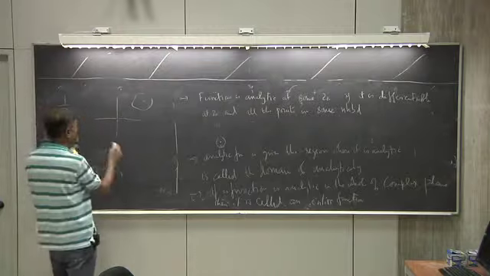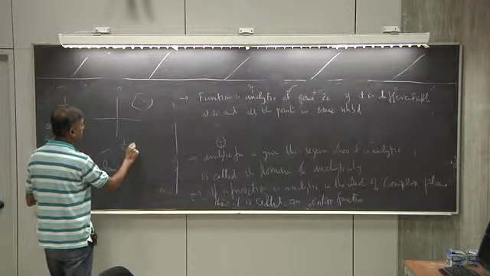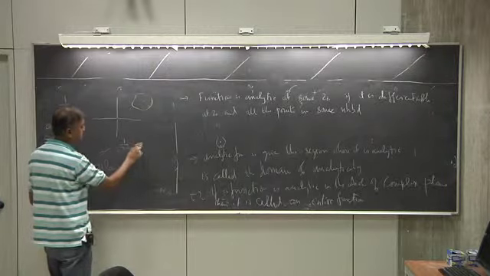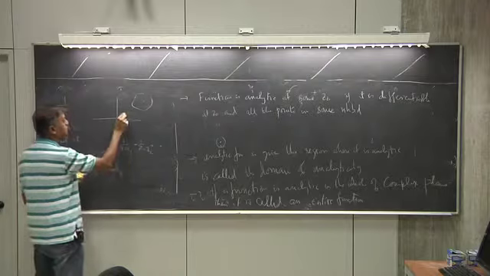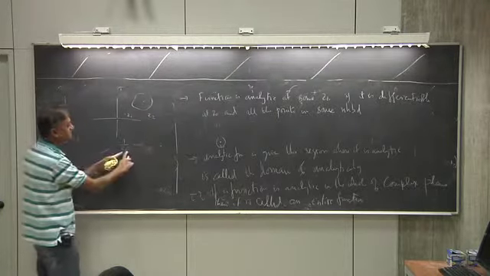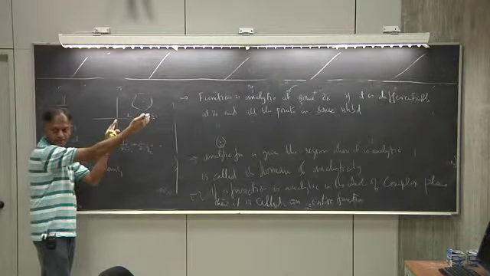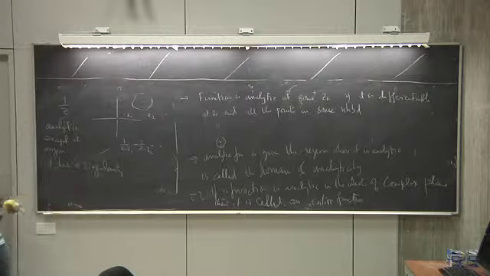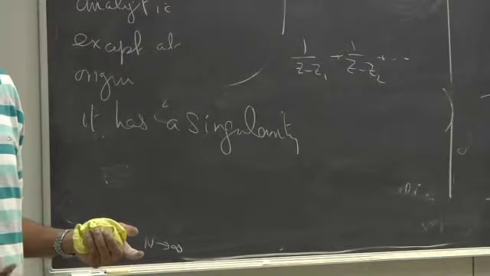Or more generally, you could take a function which is say 1 over Z minus Z1. Z1 is some complex number. 1 over Z minus Z2, etc. So Z1 is here, Z2 is there, etc. But if Z1, Z2, etc. are isolated points, I mean separated points, then you say that this function has singularities of the isolated type, the isolated singularities. Okay?